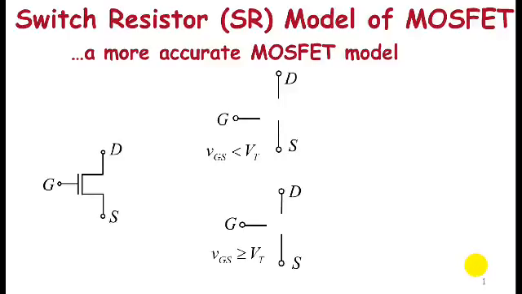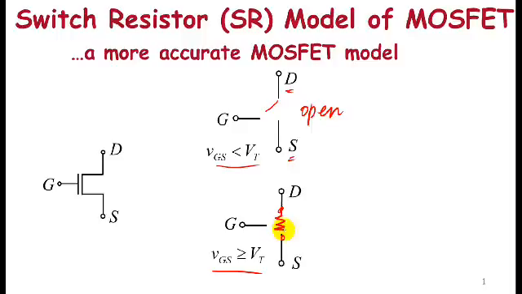In our previous simplistic model, called the S model or the switch model of the MOSFET, we simply said that the MOSFET was an open circuit between the drain and the source when VGS was less than VT. So this was an open circuit. For the switch model, we said that when VGS was greater than VT, we had a short circuit between the drain and the source, and that was true for a very simplistic model. But in reality, when you apply a high voltage at the gate with respect to the source, we don't actually have a short circuit.